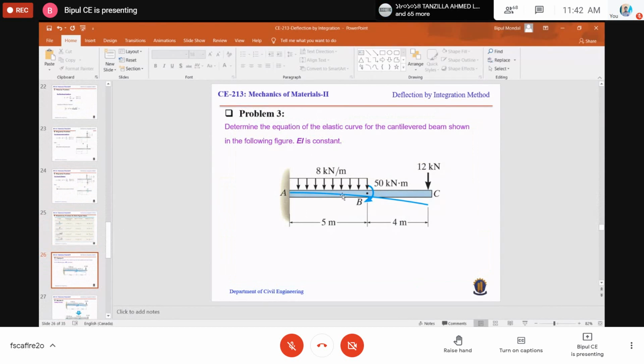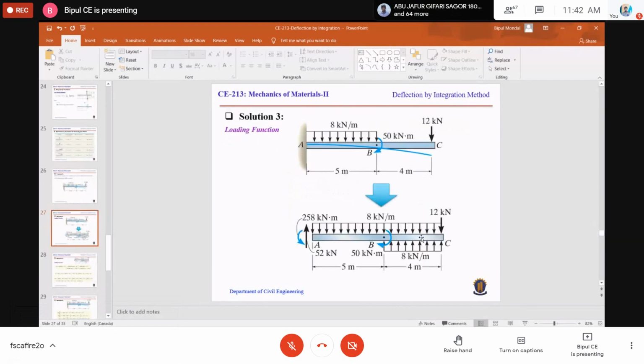Okay. Now come to the point. To apply the discontinuity functions, we have seen that the distributed load must be extended up to the end of the beam or structure. So if we extend the distributed load up to that point, then it will not represent the real loading condition, right?